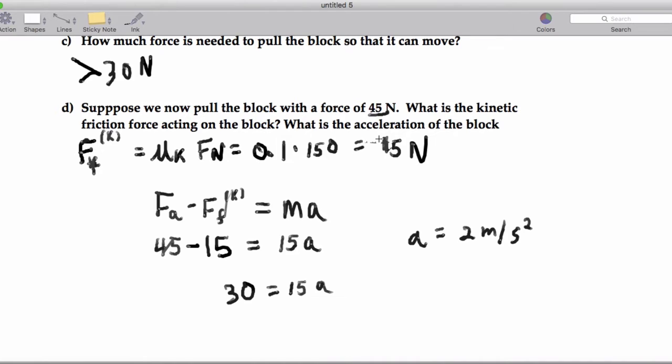So just to be clear, this is the force of friction, and this is the acceleration of the block. All right, so that's page 1 of your homework done.